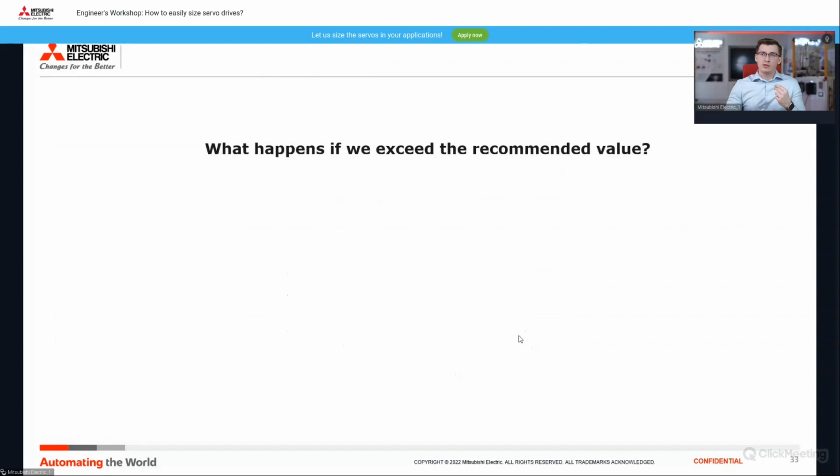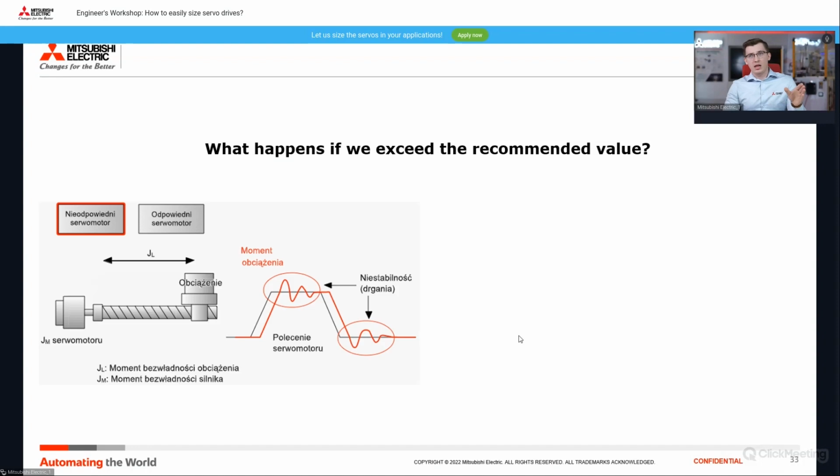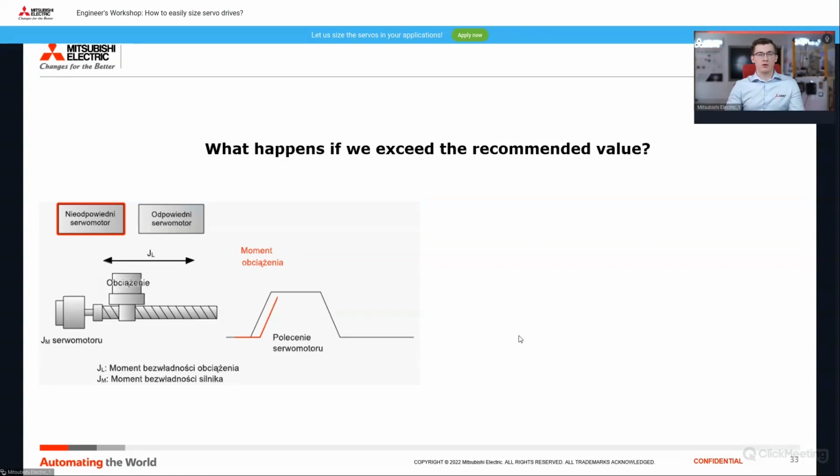So to be precise, what happens if we exceed this recommended value? On the left, now I am showing the animation of the motor that was incorrectly sized. And here you can see the command from the servo amplifier. So let's say this is how the torque should look. And in the red, you see how the torque of the load actually looks. And of course, you can see the oscillation, but in the physical organism, in the mechanical part, what will happen?